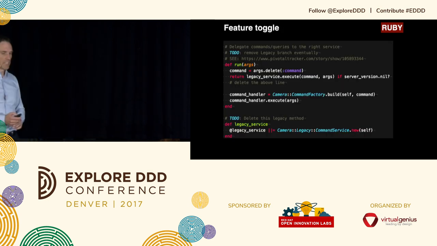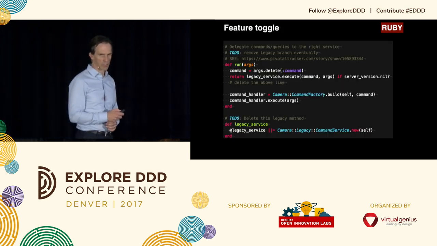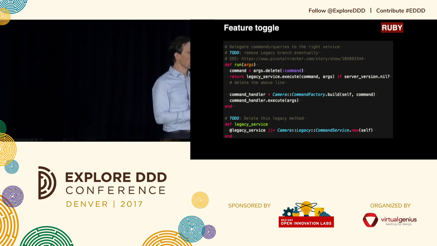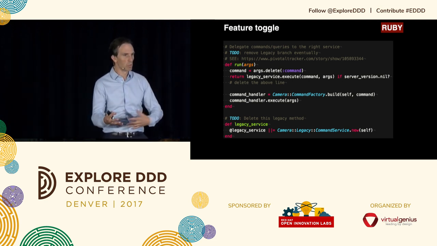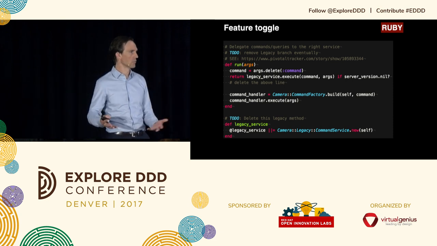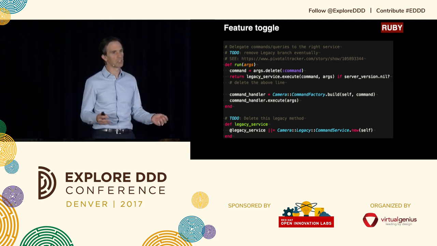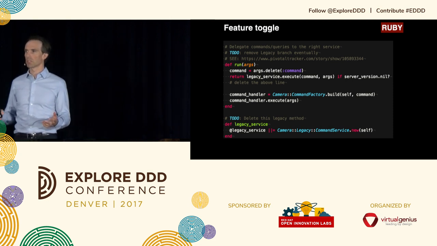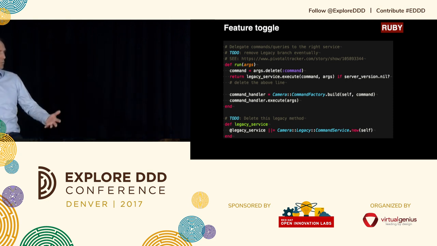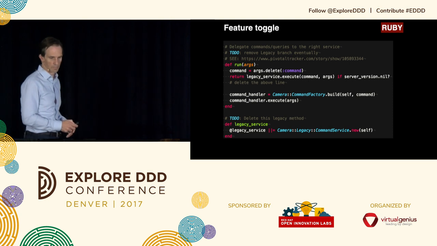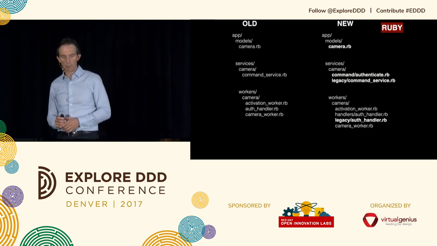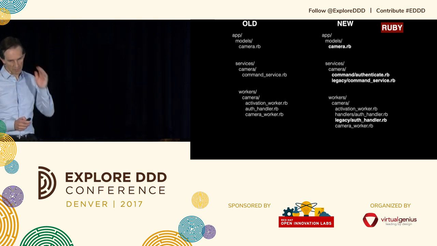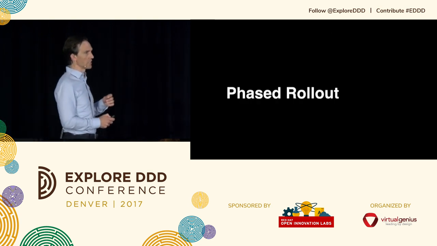Related to that, we added in, and this was mostly Dan, I think it was all Dan, a feature toggle, so that for these new commands, we could recognize when one of the new commands was coming in versus one of the old ones, so that it would work in production no matter what, right? So I highly recommend using things like feature toggles to be able to refactor safely in this kind of way and support these types of introductions. So you can see here we've got camera, we've got this new authenticate, we've got the command service that we added in. And then the other thing that I want to mention here is we did a phased rollout.